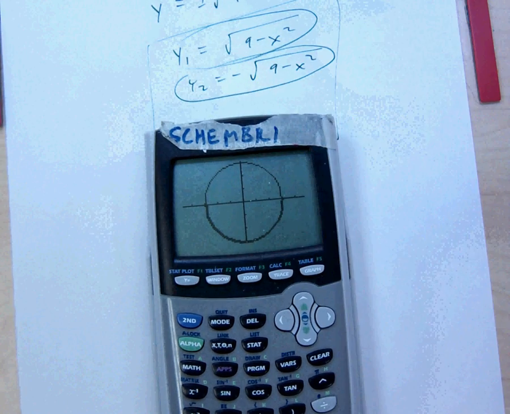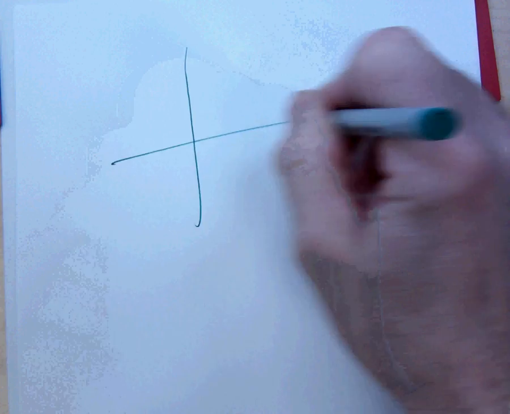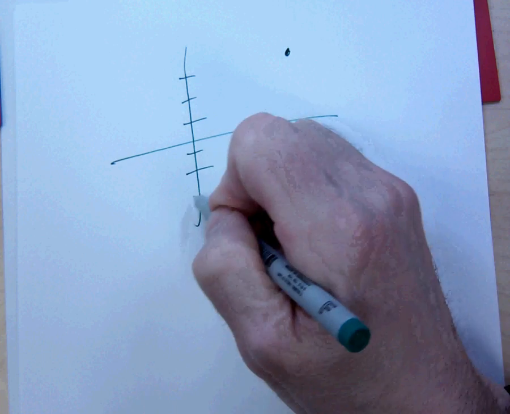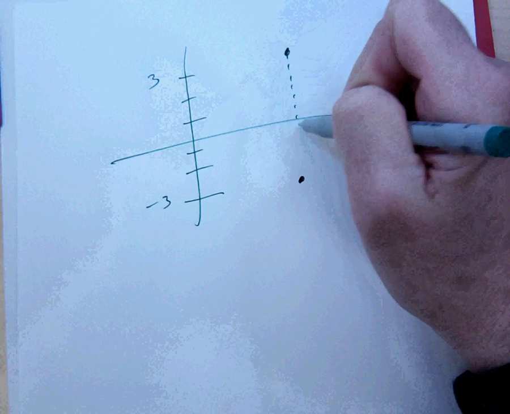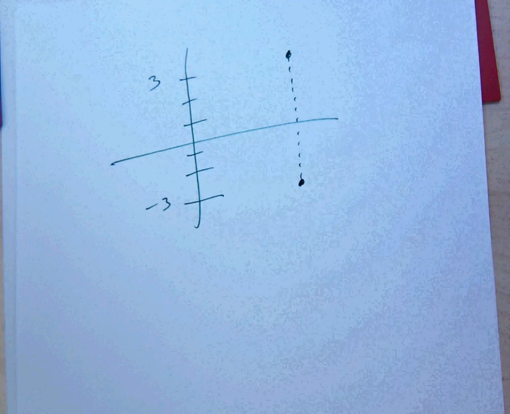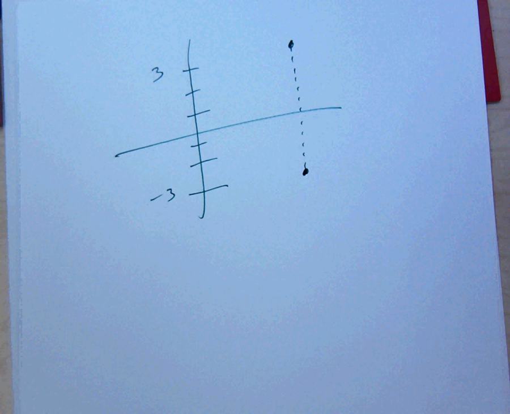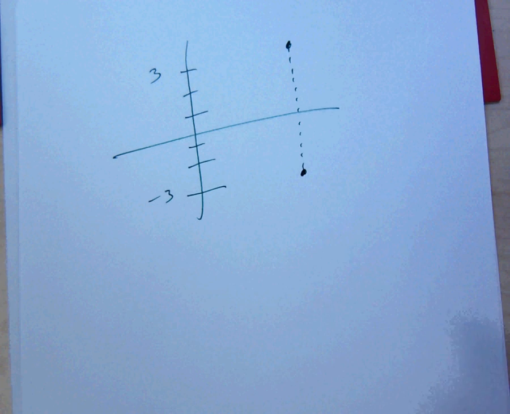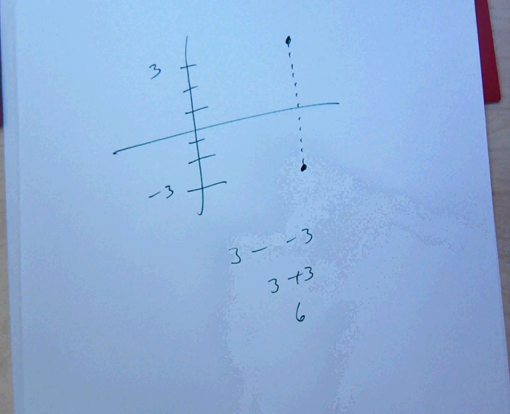All right, now let me ask you something else here. Let's go back to middle school. What's the distance from here to here? Straight down. What is it? 6. Now, how can you get that mathematically without counting? Subtract what minus what? 3 minus negative 3, which turns into 3 plus 3. And that's how you correctly get the distance, isn't it?